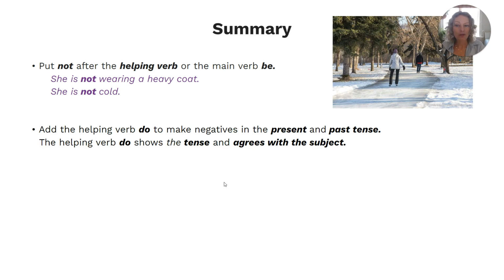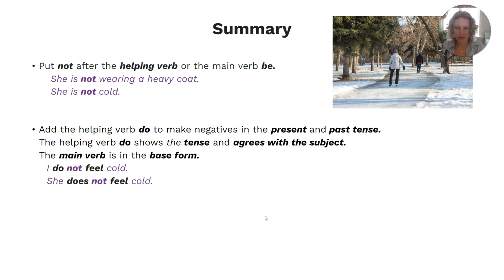Add the helping verb do to make negatives in the present and the past tense. And the helping verb do shows the tense and agrees with the subject. And then the main verb is in the base form. So here are some examples. I do not feel cold. So we have the helping verb do showing present tense and agreeing with I. Then we have not to make the sentence negative. And then we have the main verb feel in the base form.